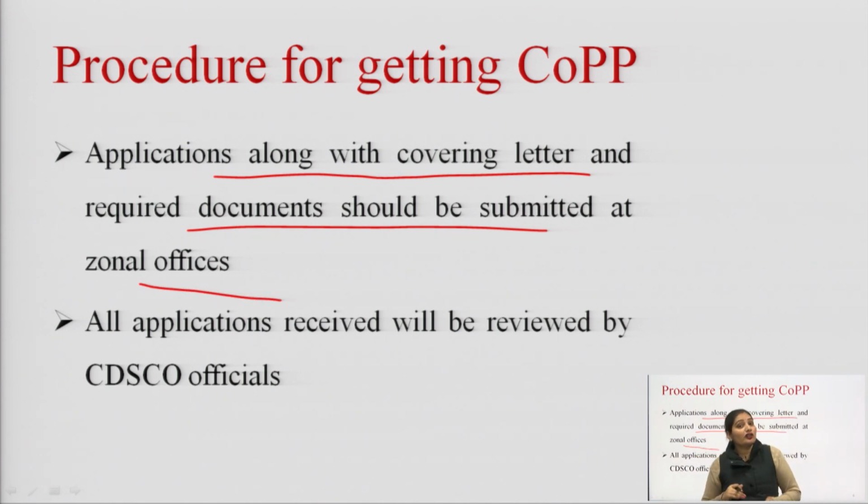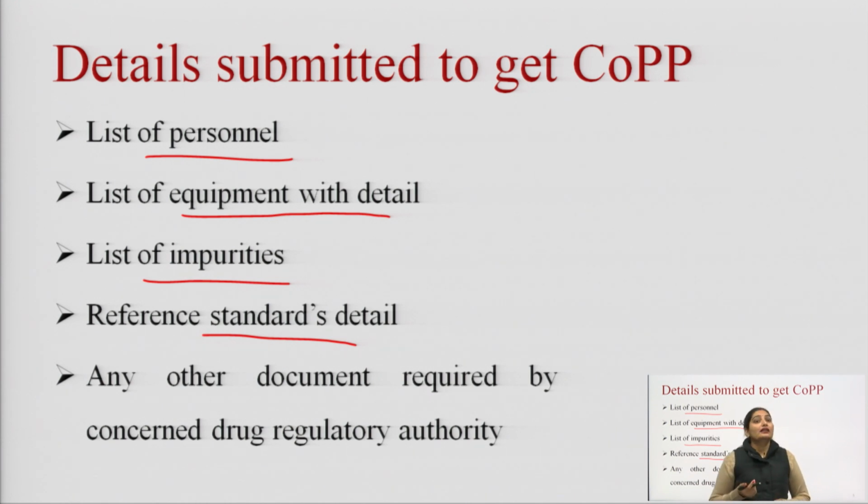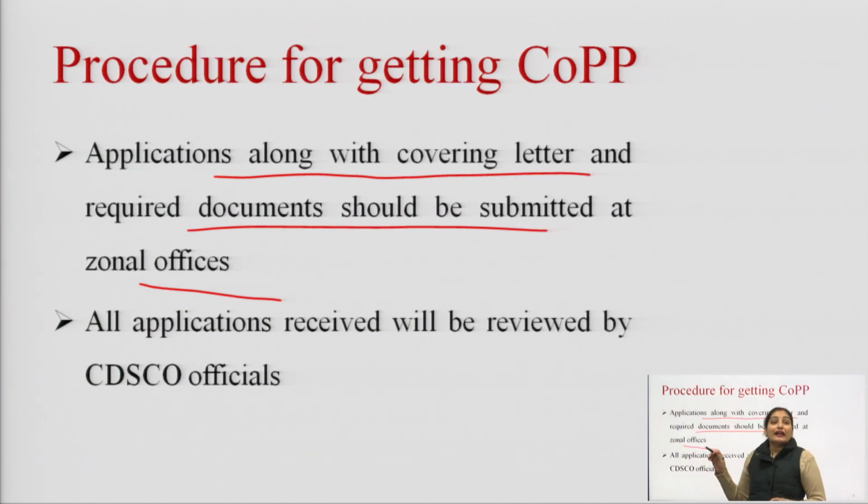What are the required documents? As I have told in the last slide, the required documents consist of master validation plan, quality manuals, specifications, master formula records, SOPs, manufacturing layout, list of personnel, list of equipment with detail, list of impurities, reference standards detail, and any other document that is required by the concerned drug regulatory authority.